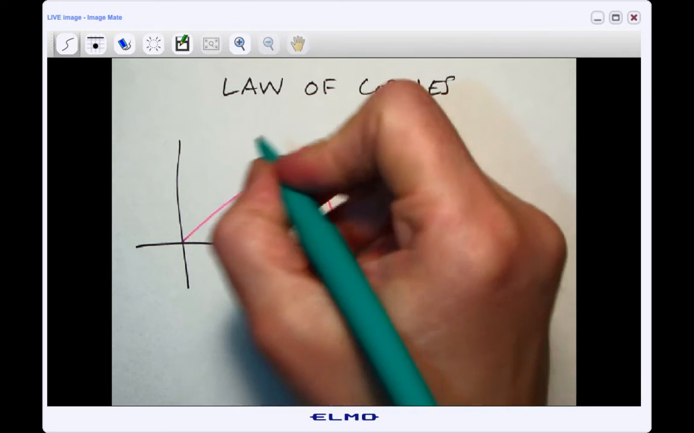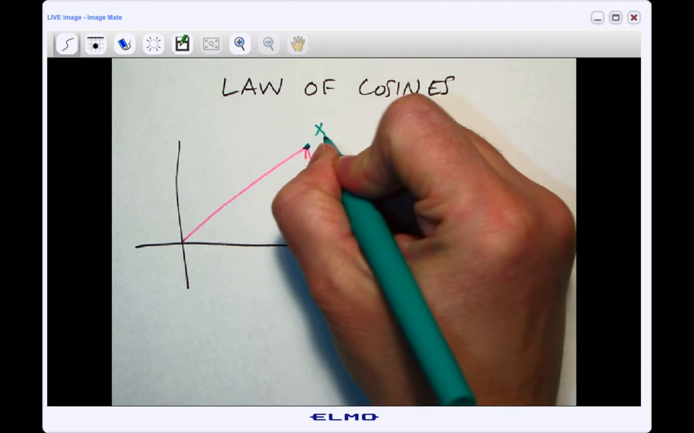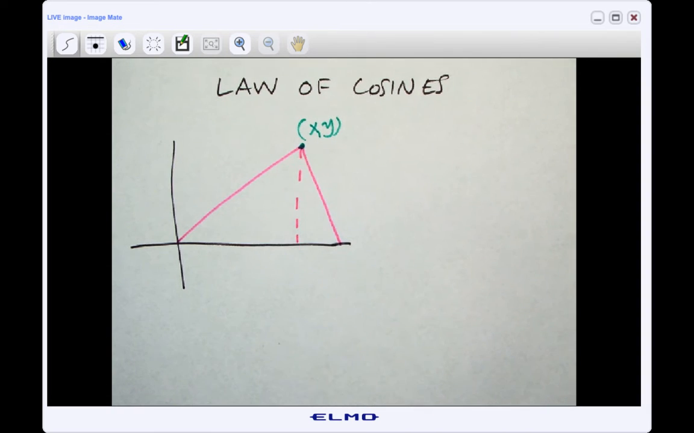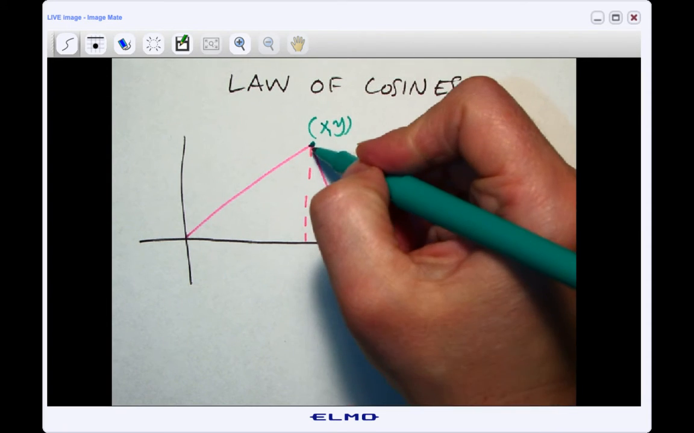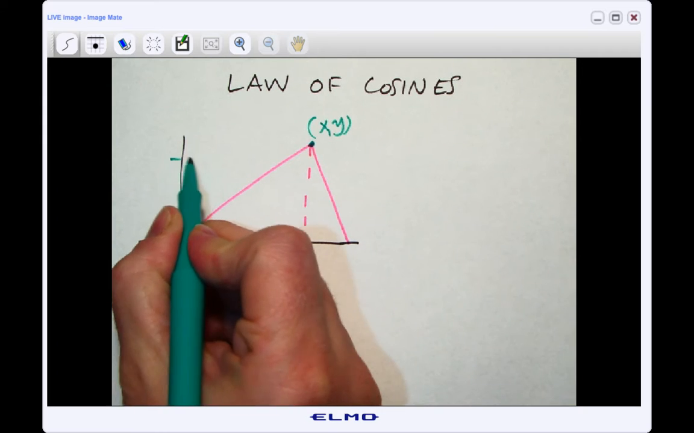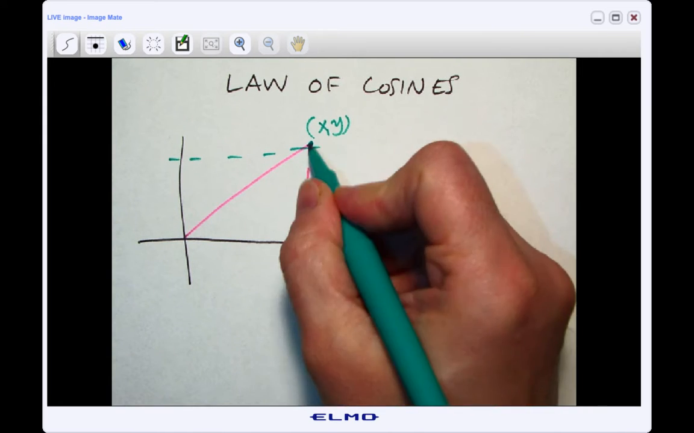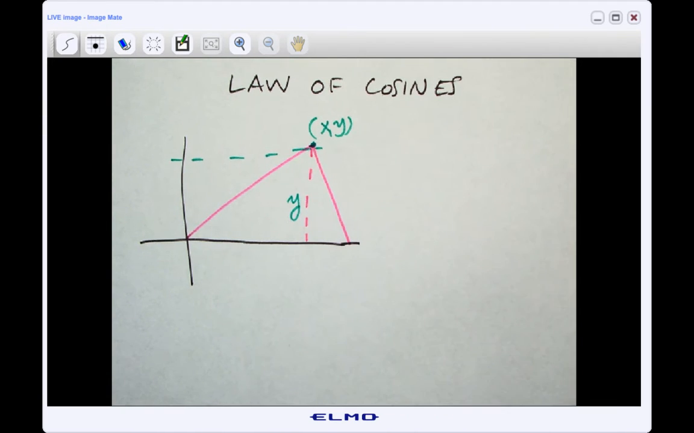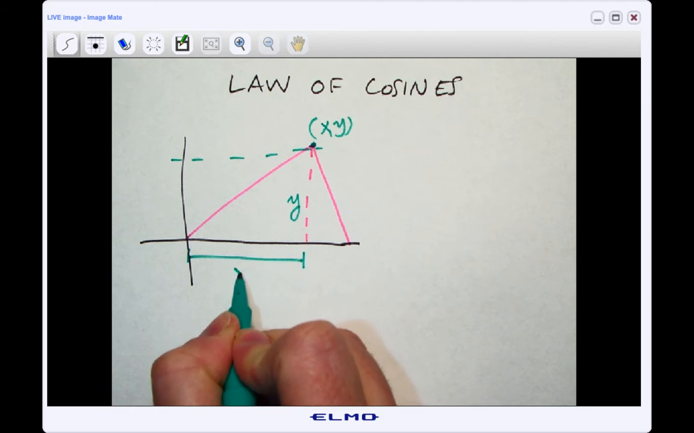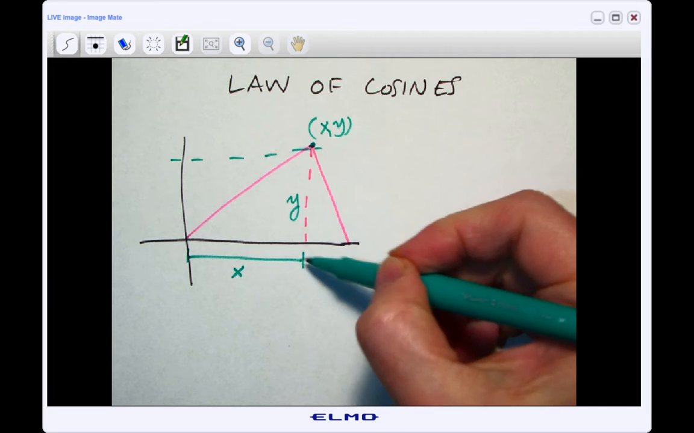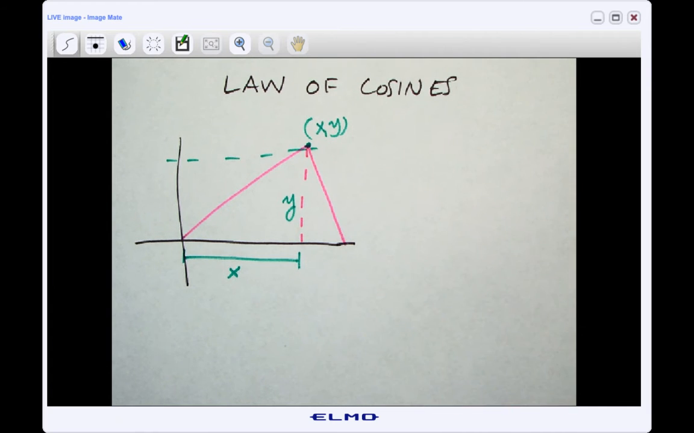We'll call this ordered pair up here x comma y, because we don't know what it is. It's just a generic point somewhere, the vertex of the triangle, okay? So that means this distance right here is y. Does that make sense? And this one right here is x, because if this is x, y, well, this is x and it's y. Hopefully you can see that, okay?